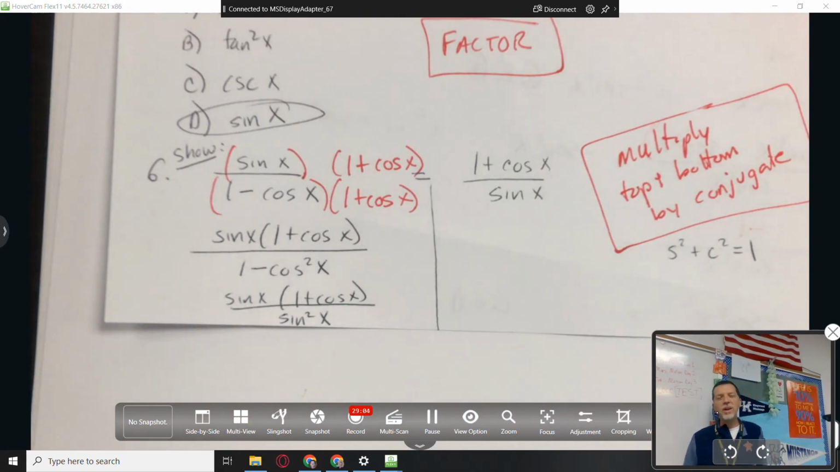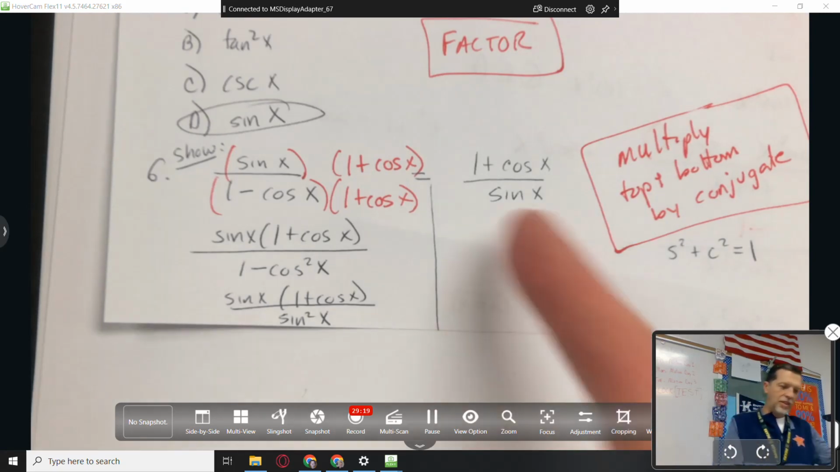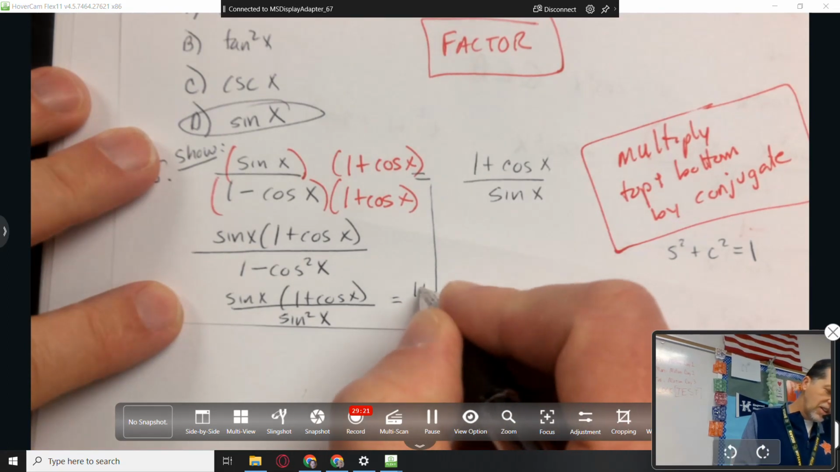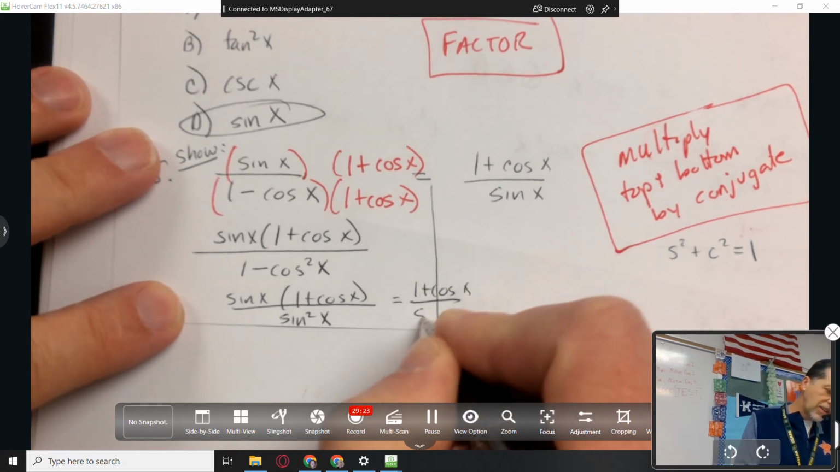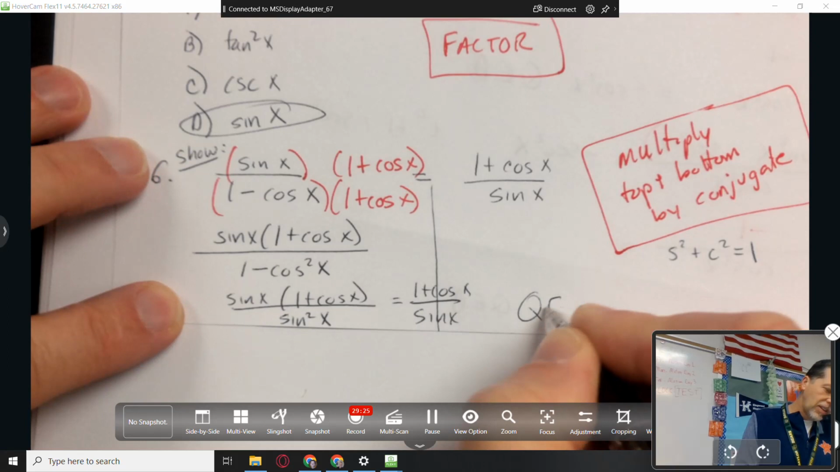By the way, start peeking at your answer if you haven't already. This is good news, right? What's left to do? Cancel one of the sines. And then you've got your answer: 1 plus cosine x over sine x.